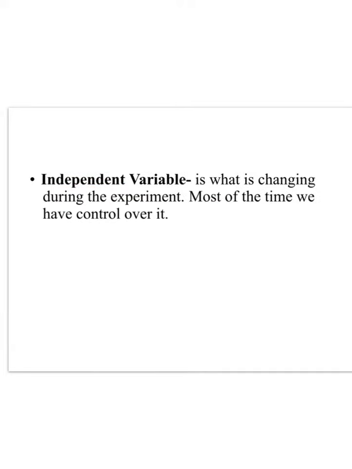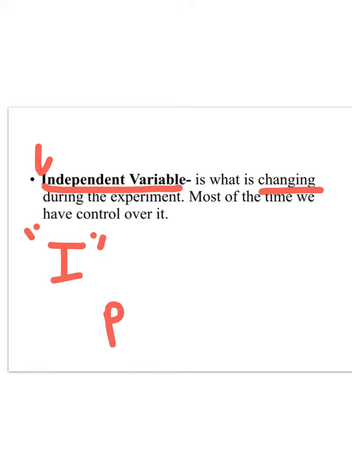The next variable is the independent variable. Again, you may remember from the scientific method notes, this is what you change. And so again, this is what you're changing in the experiment, and the dependent depends on this. So again, pause the video and get this written in your notes.